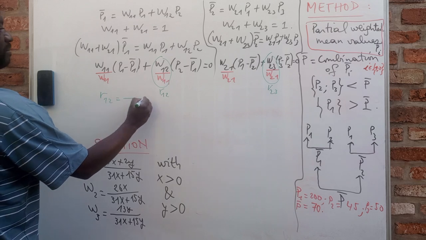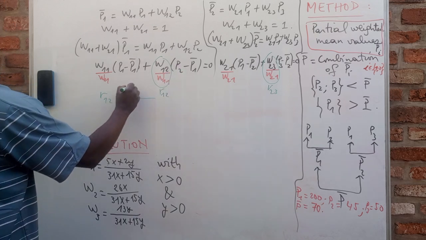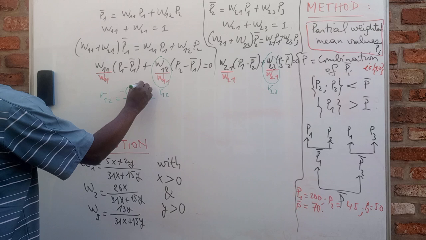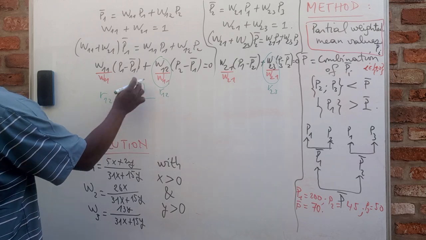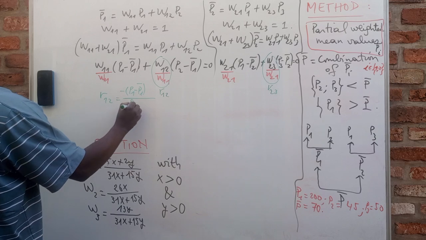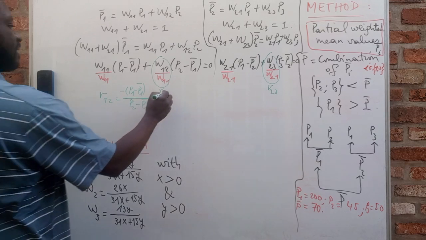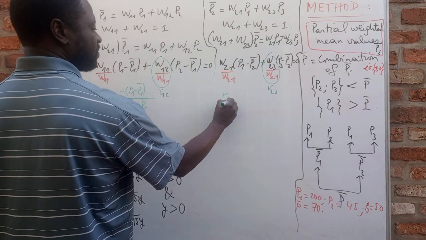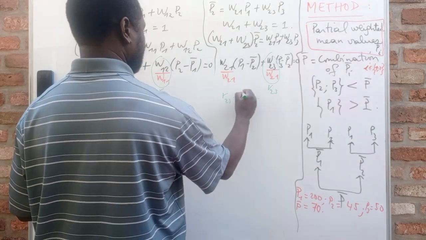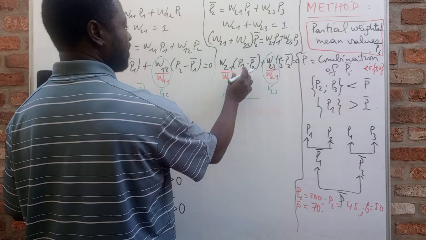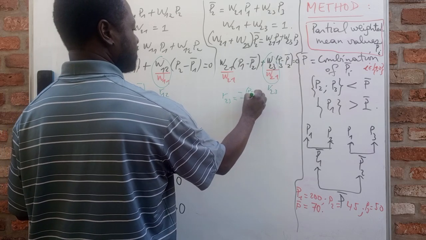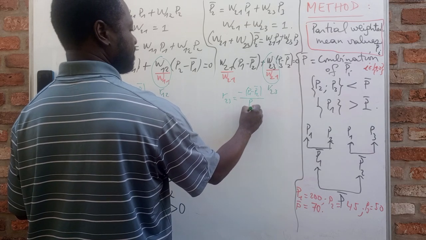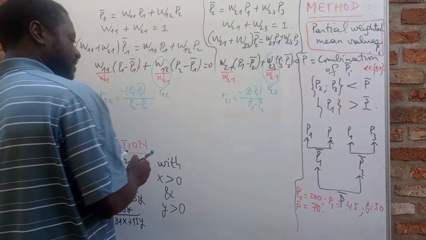So in this case, we can find the first ratio. This one is going to be equal to negative P1 minus P1 bar, divided by this one, P2 minus P1 bar. Okay, this will be the value. Now, similarly, R23 is going to be equal to the opposite of P1 minus P2 bar, over P3 minus P2 bar here.